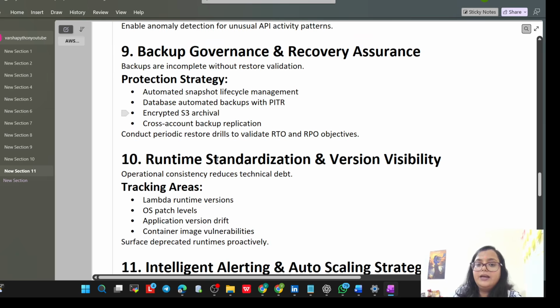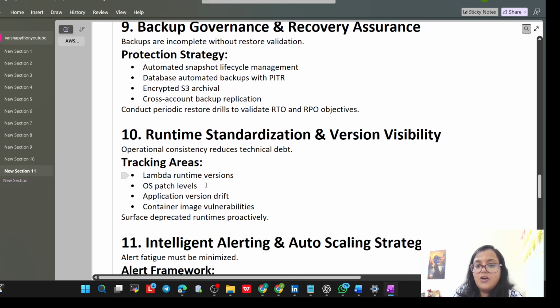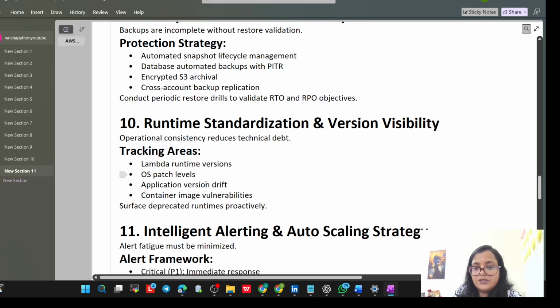So now 10, runtime standardization and version visibility. So operational consistency reduces technical debt. So Lambda runtime version, OS patch level, application version drift, container image vulnerability.